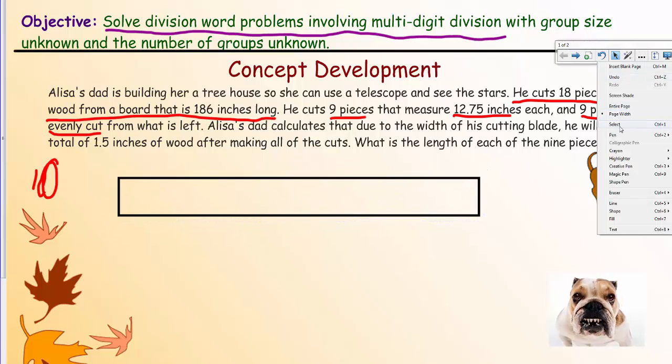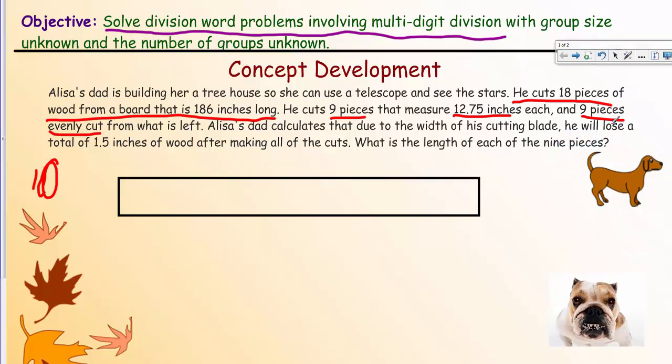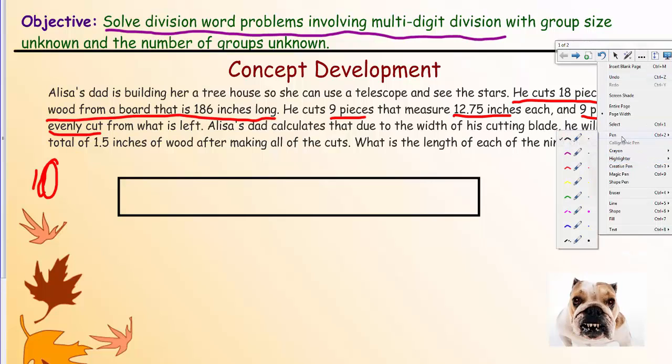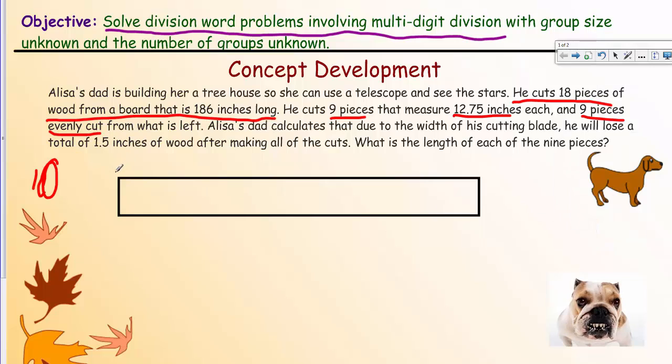So what I'm going to do here is take this step by step. Let's get another color other than black, like blue. Blue will work. Okay? And here, basically, we're just going to say this is the wood going down, and we're going to make any cuts this way.